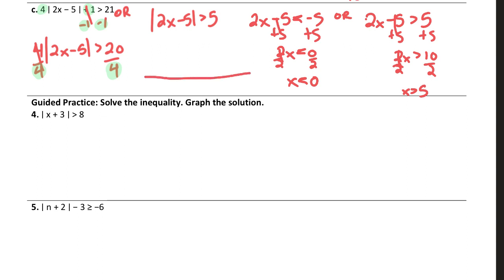So this would be, for my graph, points at 0 and 5 that are both open circles, and I would shade to the left of 0 and to the right of 5. So greater than inequalities are OR inequalities. Remember, however you solve it, when you get your solutions, you have to shade out.